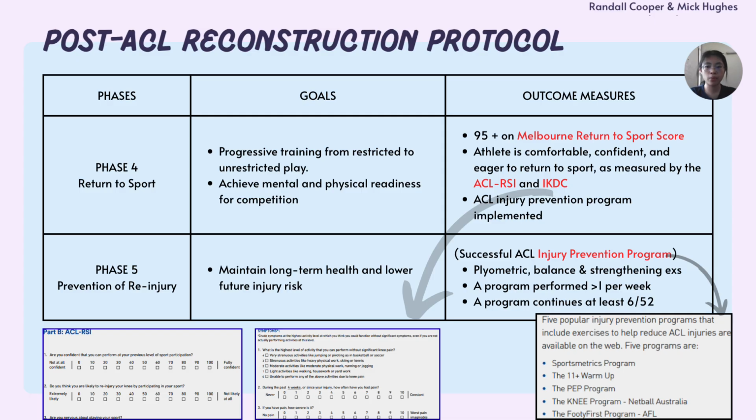A key outcome measure is the Melbourne Return to Sport score, where we look for a 95 or higher. We also use the SLRSI to make sure the athlete is mentally confident and ready for contact. Finally, we have Phase 5, prevention of re-injury. The goal is to maintain long-term health. We implement injury prevention programs like the 11 plus or PEP. For this to be successful, they must be performed at least once a week for at least 6 weeks. This completes the protocol, moving the patient from initial injury back to long-term athletic health.